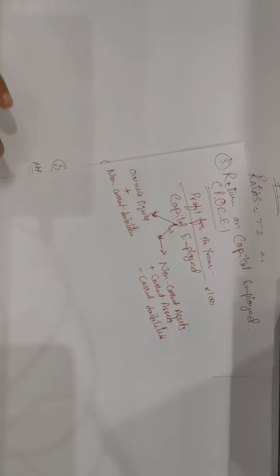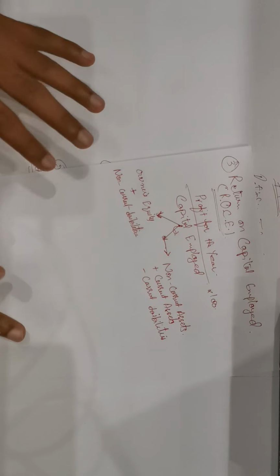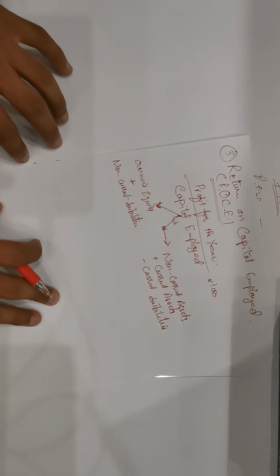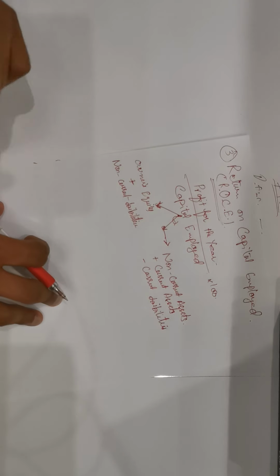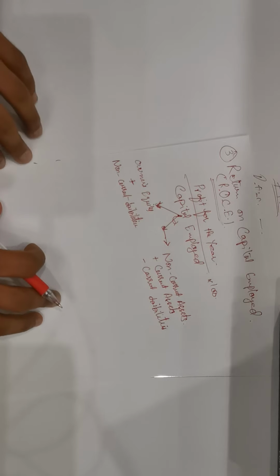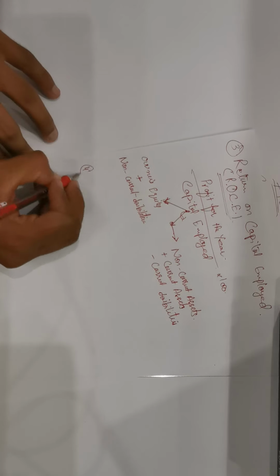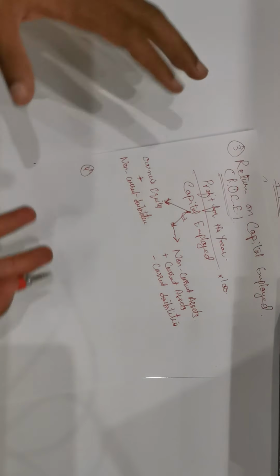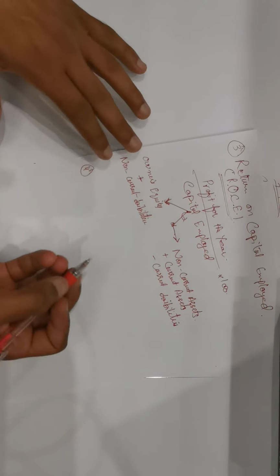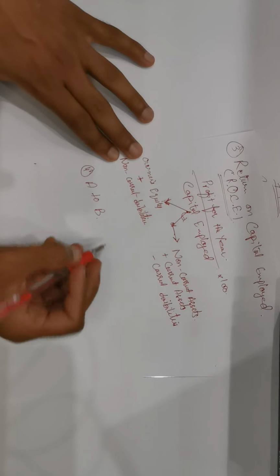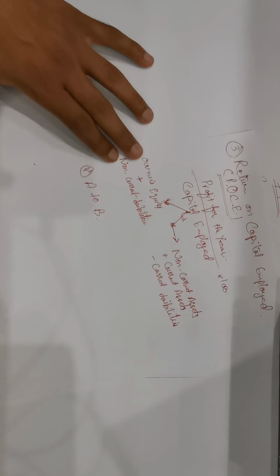Okay, after this, the next ratio is not given in any syllabus. It is not specifically written, but I like to add this just for generic knowledge, or for better understanding. That is the fourth ratio, and you won't find it anywhere. I call this ratio the A to B ratio. Now, what is the A to B ratio?